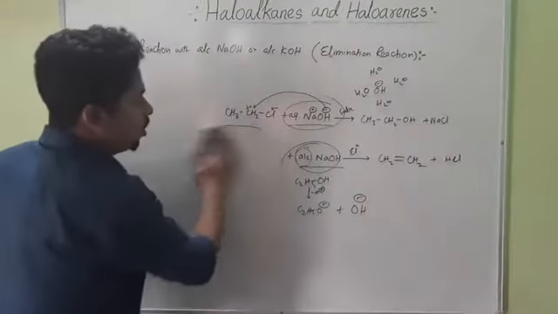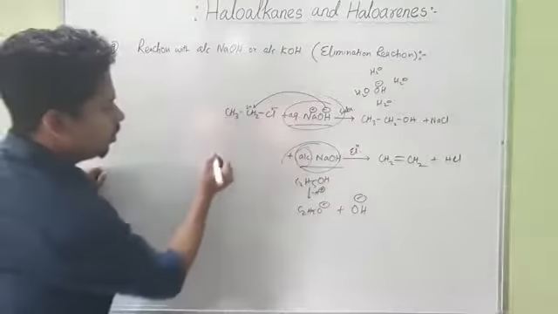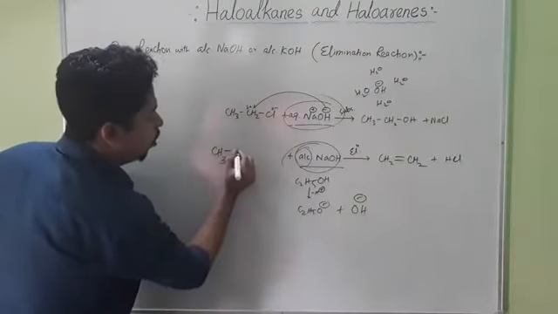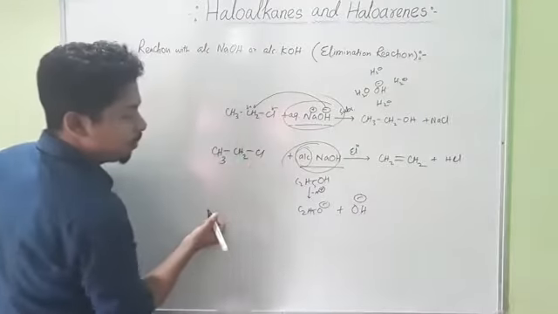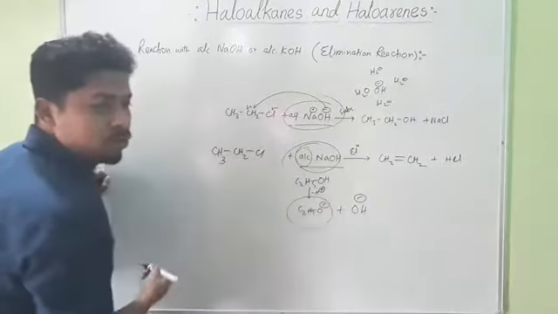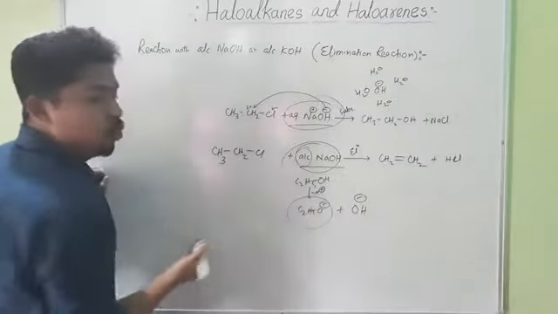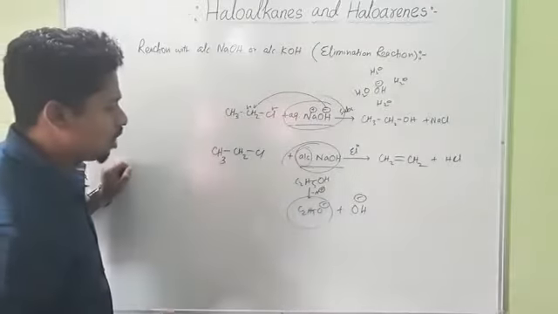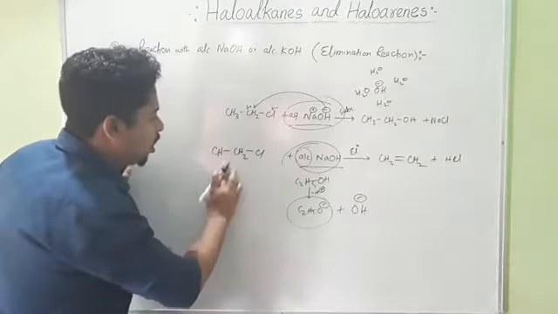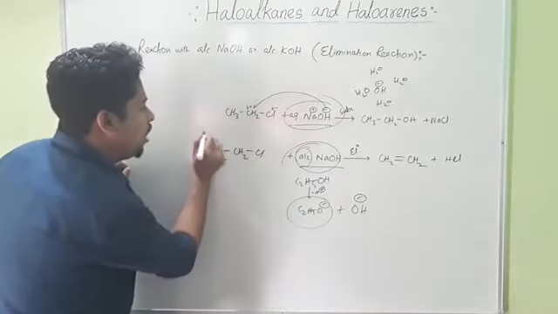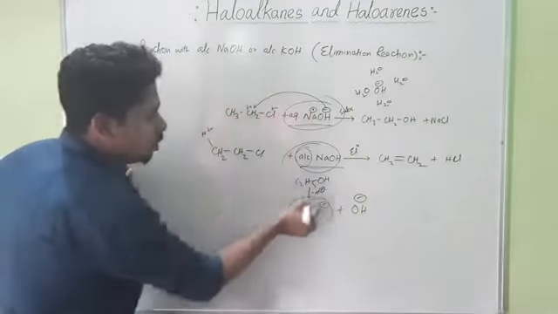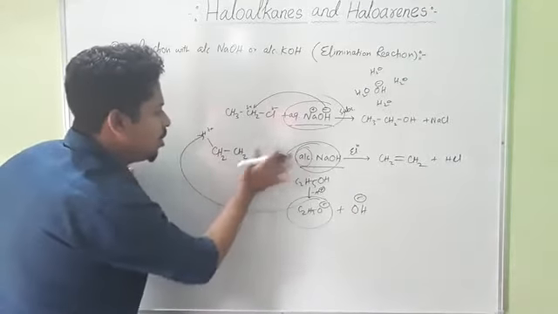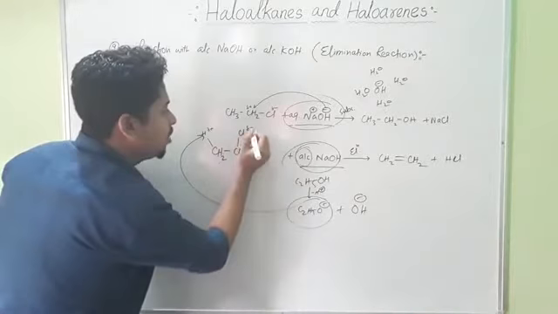So what you will get here: CH3 bond CH2 bond Cl. In this alcoholic solution, C2H5O minus will abstract a proton. From where? Here we can write CH3, CH2 bond H, and this H is delta plus. So this C2H5O minus will abstract this proton. And this Cl is delta minus, this H is delta plus.